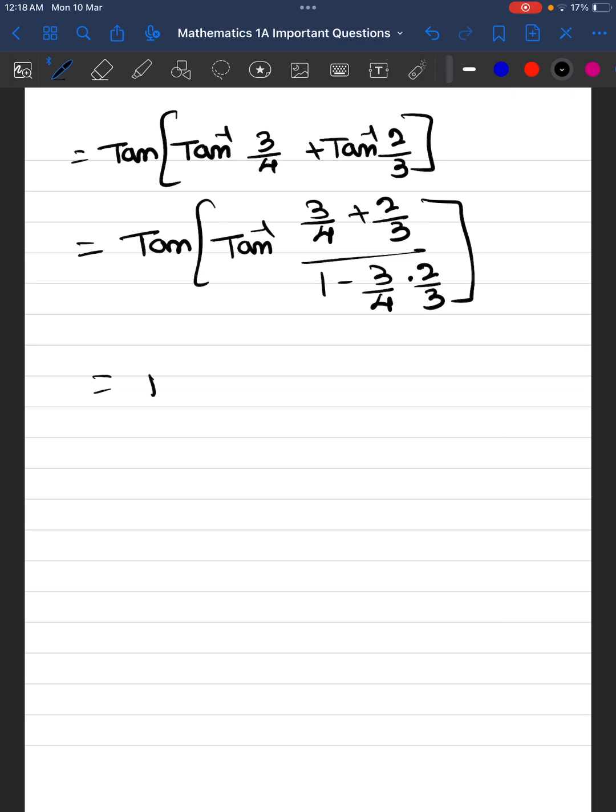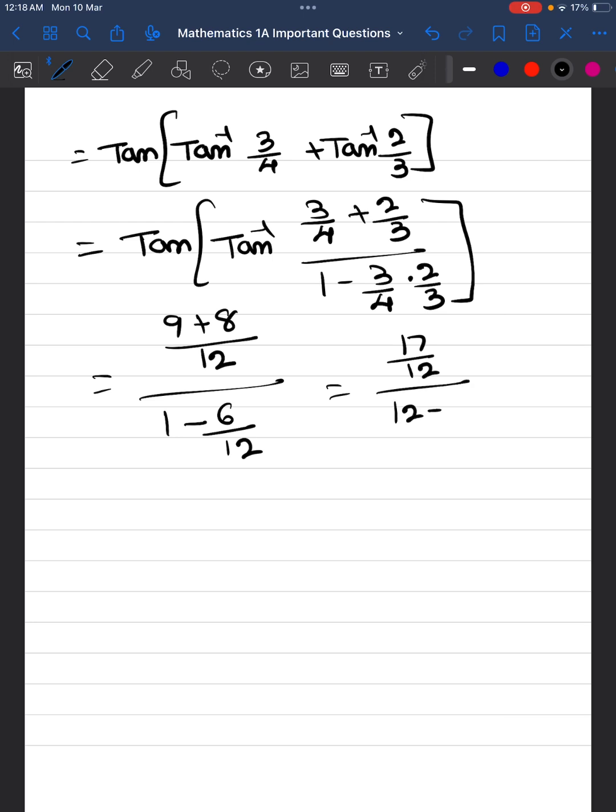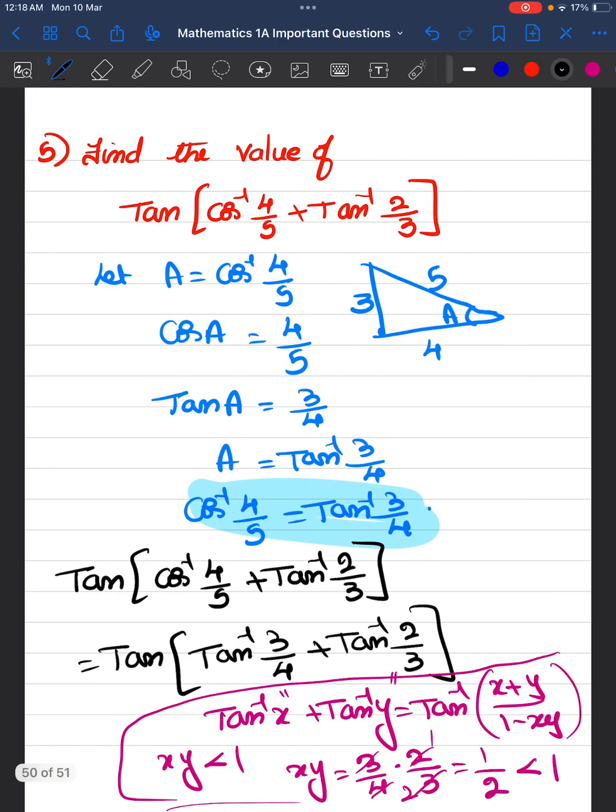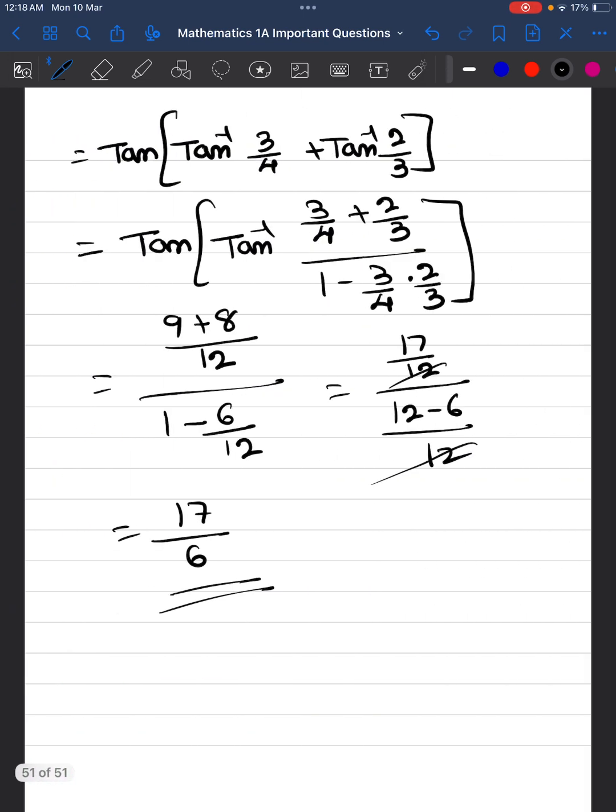Tan and tan inverse will get cancelled. You got it as numerator, LCM is 12, 3 3s are 9, 4 2s are 8, by 1 minus 6 by 4 3s are 12. So 9 plus 8 is 17 by 12, by 12 minus 6 by 12. 12 will get cancelled. 17 by 6. So here the answer is 17 by 6. They are asking only to find the value. So we got the answer as 17 by 6.